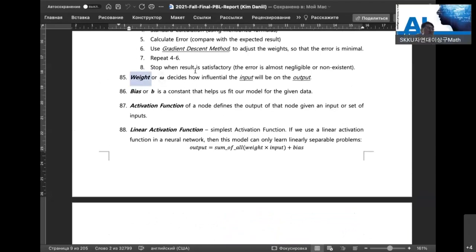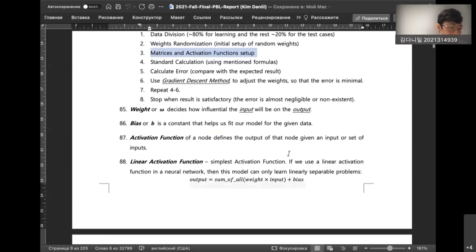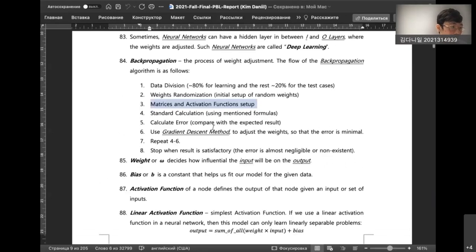But initially when we create the artificial neural network, the weights are usually random. According to the backpropagation algorithm, the initial weights are randomized because the machine doesn't even know how influential they should be. Then we perform all the listed actions, for example, we calculate the outputs. We basically calculate the error. If the error is huge, then we adjust the weights using the gradient descent method. We use gradient descent in order to find the minimal error.